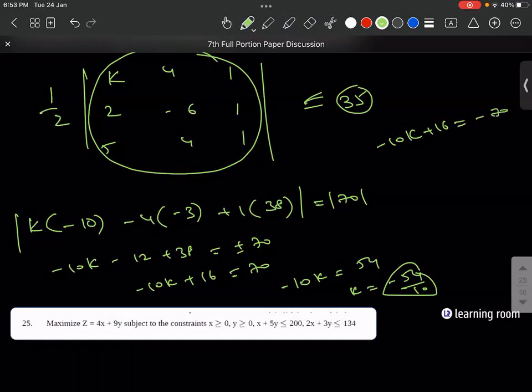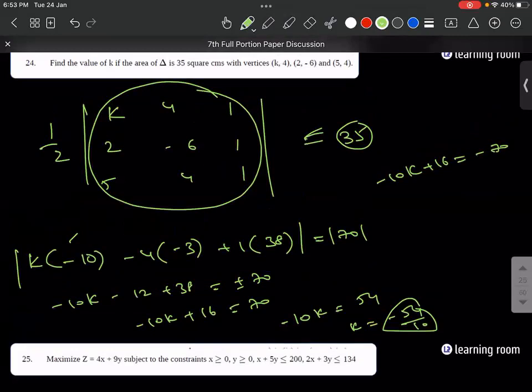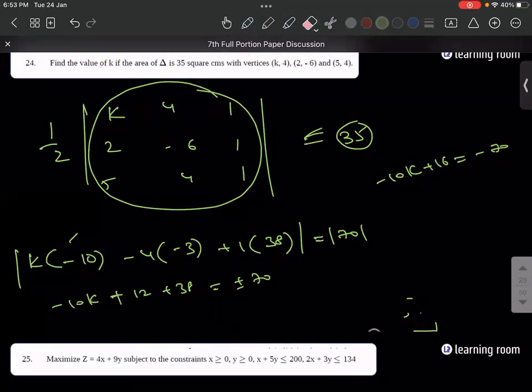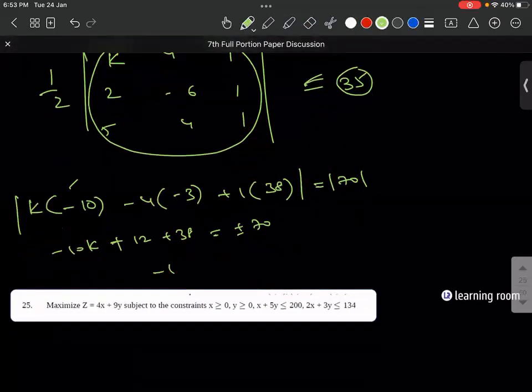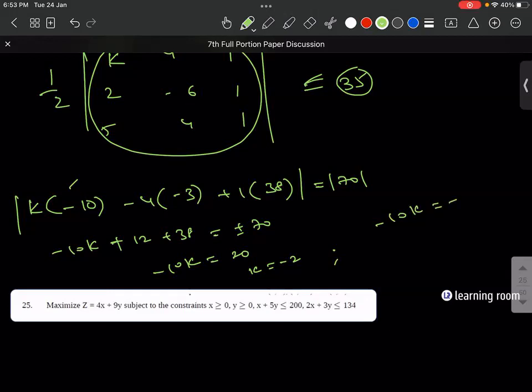Calculation correct? Sir, it's minus 4 into minus 3, so it will become plus 12. Okay, minus 12. 10k plus 12. Okay, listen. So minus 10k is equal to 20. So k will be minus 2. That is one option possible. Or minus 10k is equal to minus 120. So k should be 12.